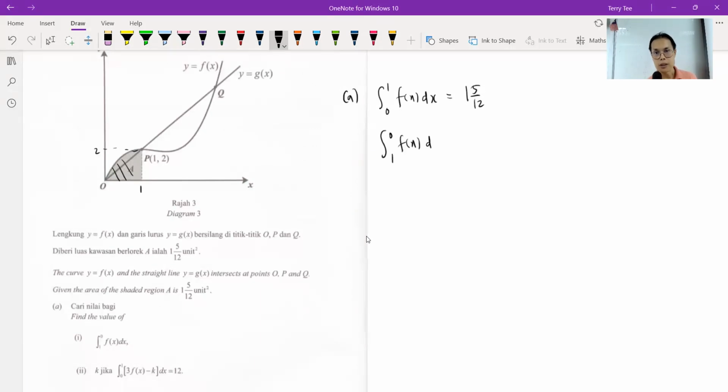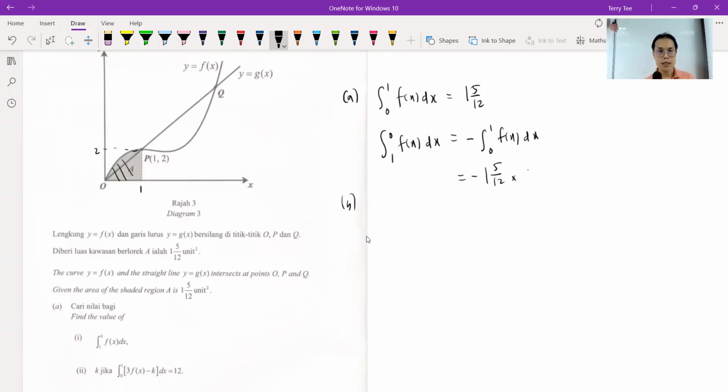Okay, I hope you remember the characteristic of definite integral. Kamiran tentu, so we have to invert when you interchange the limits. This is negative of integration 0 to 1 f(x) dx. And therefore the answer is negative 1 5/12.